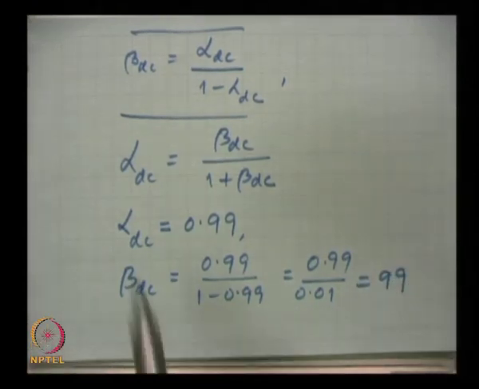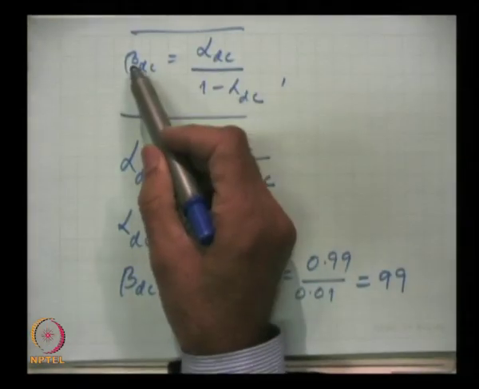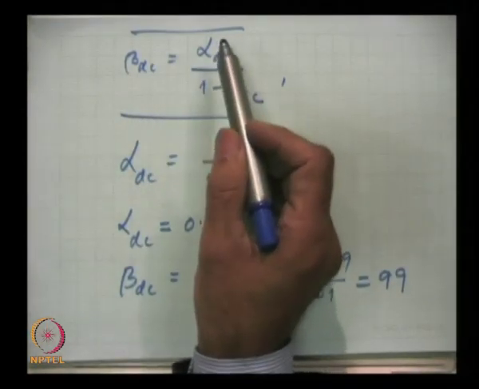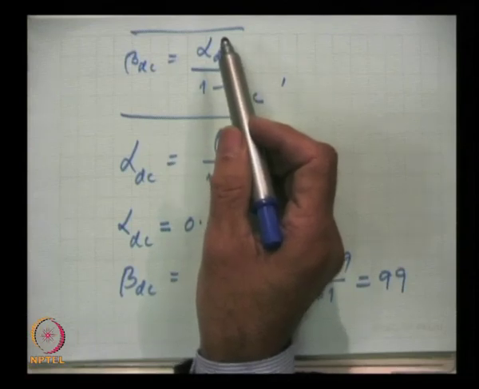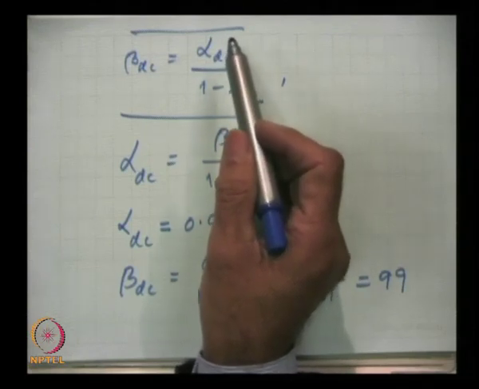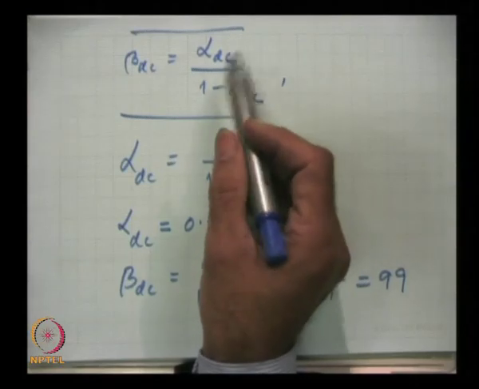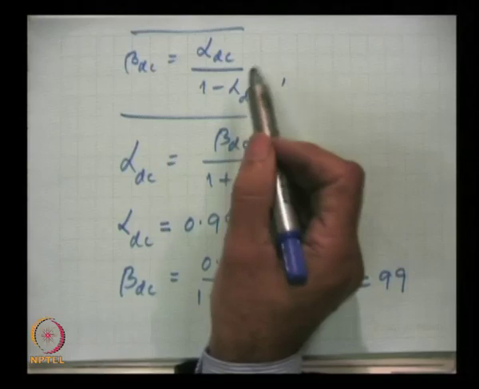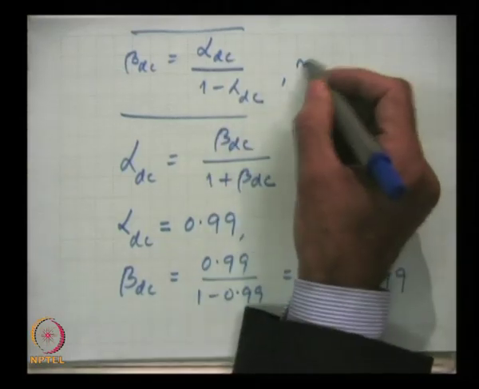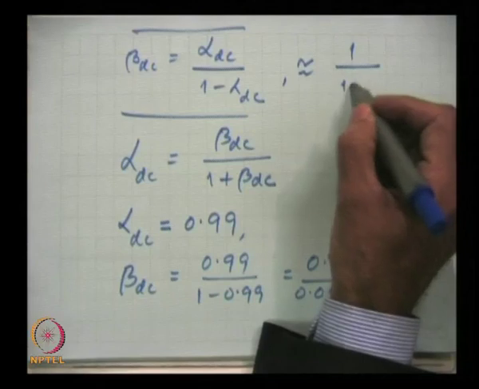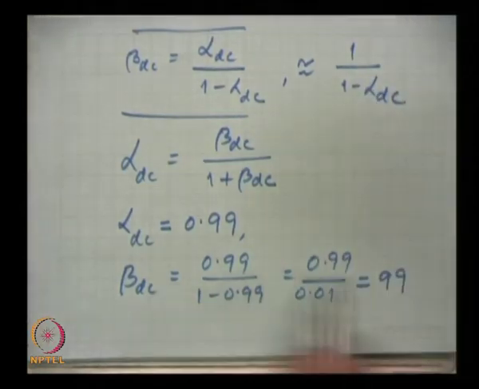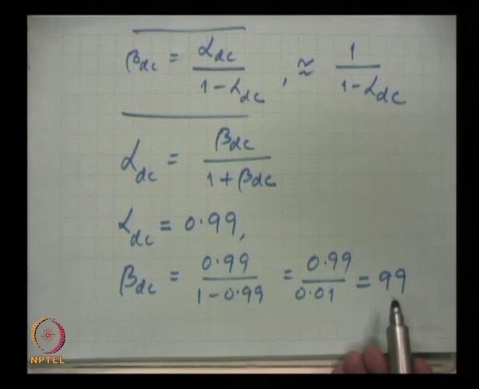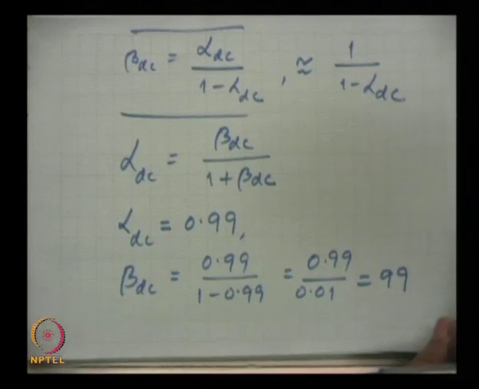which is 99. Many times, because alpha is close to 1, beta DC is taken approximately, and this is within a few percent, and a tolerance of a few percent is very much accepted in electronic circuits. So, this may be taken approximately as 1 by 1 minus alpha DC. If we use this data, it will come to 100. So, an error of just 1%, but it may be 2% or so in other cases. So, this was about the relationship between the current gains.